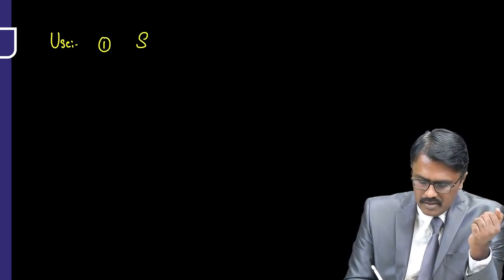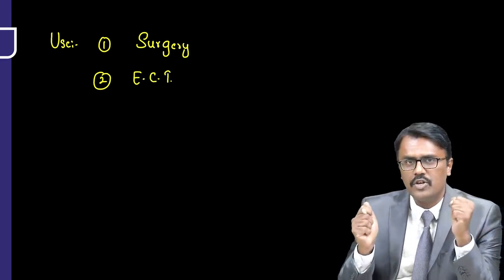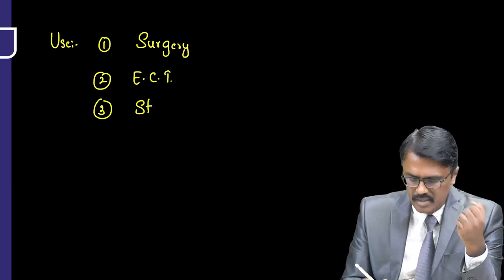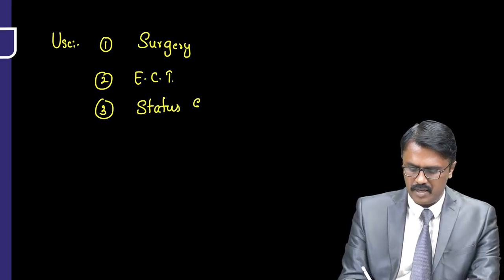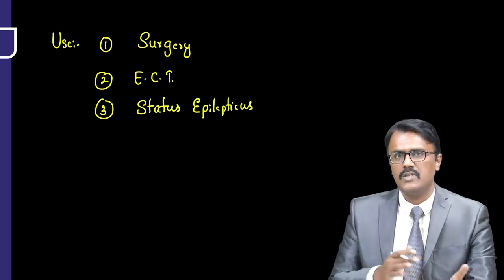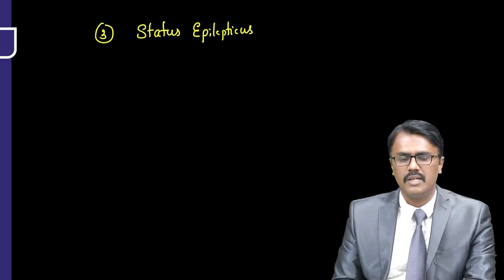Once we know the meaning of general anesthesia, what is the use? Where do you use general anesthesia? Number one, usually we use it in surgeries, that too major surgeries. Second, when you are giving electroconvulsive therapy, an electric shock, we give general anesthesia. Number three, in a condition called status epilepticus. Usually for status epilepticus we use anti-epileptic drugs, but if it is still not controlled, the last resort will be general anesthesia. So those are the uses of general anesthetics.